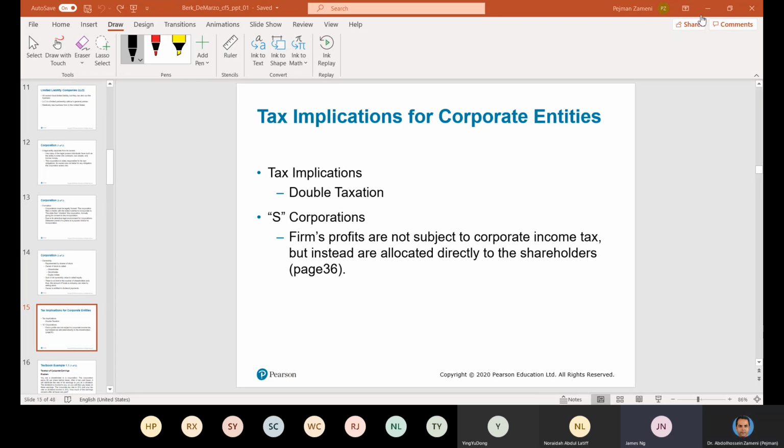Company, they tax company already, then they will still tax the personal income, is it? Yes. Business income and personal income. That's correct, yes. Under the corporate, we're gonna have C corporation and S corporation. S corporation, firms' profit are not subject to corporate income tax, but instead are allocated directly to the shareholders, okay?